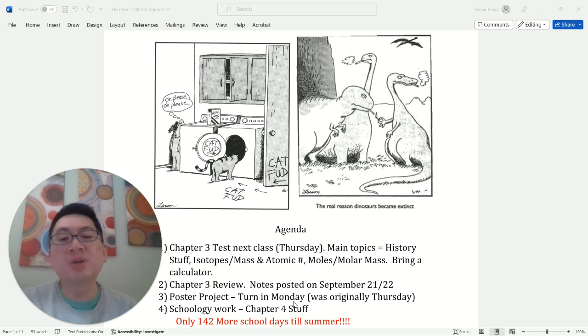Poster project again, turn it in on Monday. Don't bring it to class on Thursday. I mean, you can if you feel like it, but it's not going to be due till Monday now. Basically, take an extra day. Also, it's just better you study for the test and then work on the project later on. Okay. And yeah, the Schoology work is chapter 4 stuff. Yes, chapter 4 is not on the test on Thursday.